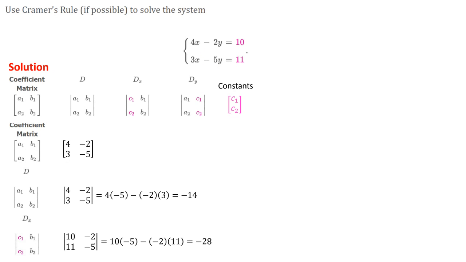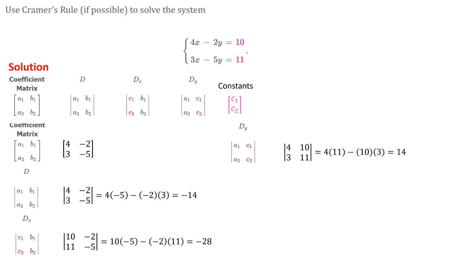Then we need dx. Okay, so here's dx, right? So for dx, instead of writing the a, remember a was 4 and 3, we're going to replace that with the constants 10 and 11, and then we still keep the same coefficients for the y. So then we find the determinant: 10 times -5, 11 times -2, and we get -28.